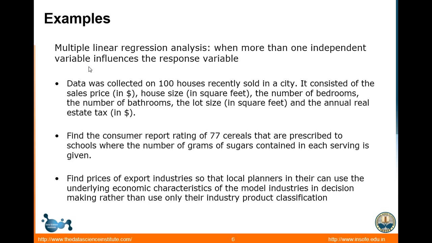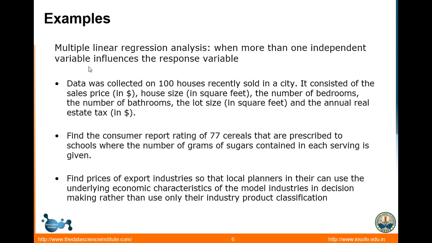On the other hand, when there is more than one independent variable that influences the response variable, we call this multiple linear regression analysis. For instance, data was collected on 1,000 houses recently sold in the city. It consisted of sales price, the house size, the number of bedrooms, number of bathrooms, the lot size, and the annual real estate tax. So here, as you see, there are several independent variables.